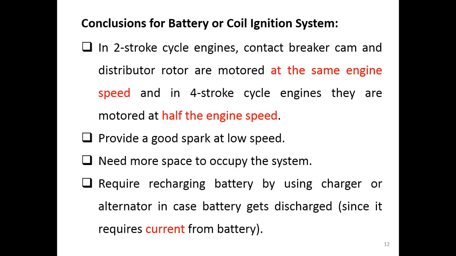Okay, so that is for the battery coil ignition system. This system can provide a good spark at low engine speed. So if you run the engine at low speed, it gives you a high current. That means you have a good spark at the spark plug under those conditions.